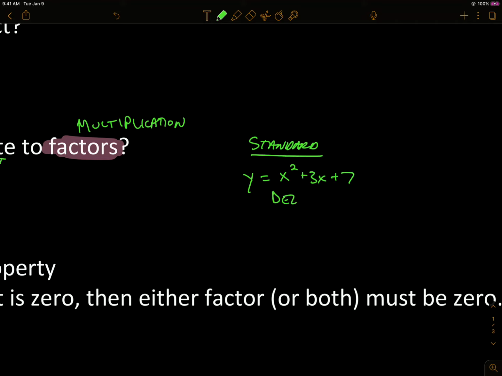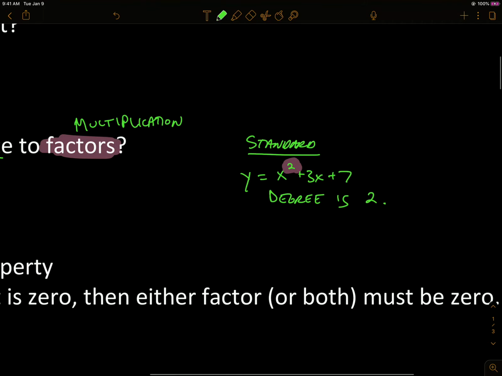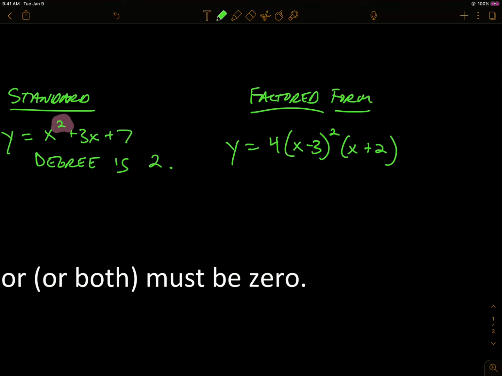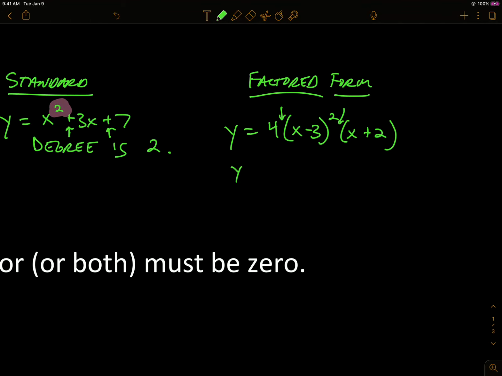And the degree here is 2 because it's that highest power of x. If we have it in factored form, everything's connected by multiplication. So here again, this was connected by addition. Here we see it's connected by multiplication. And really, you need to think of this as repeated multiplication here. That will help you see the degree a little more easily.